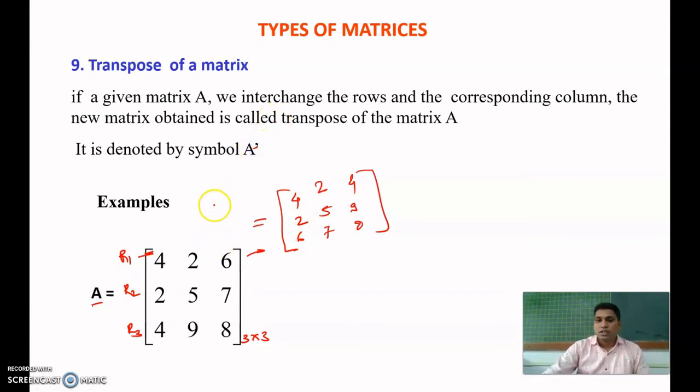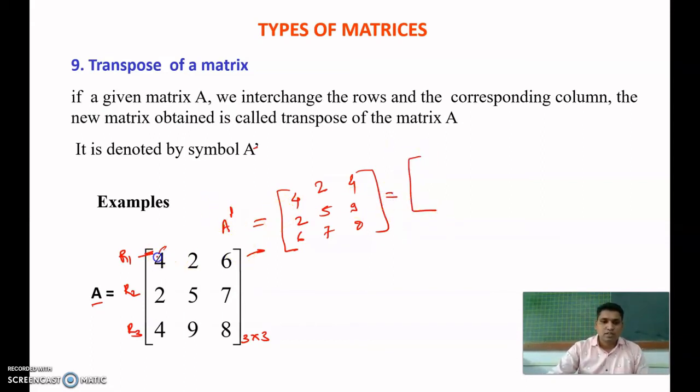So this is the transpose of the given matrix, and it is denoted by the symbol of the given matrix with a dash on it. So we call it A dash. A dash is the transpose of the given matrix. Here we found A dash by interchanging the rows, but we can also find it by interchanging the columns.